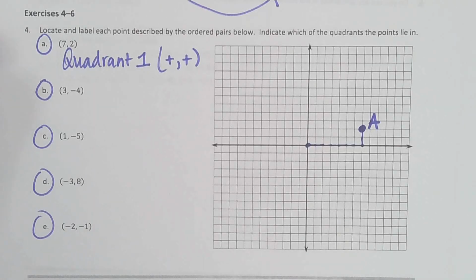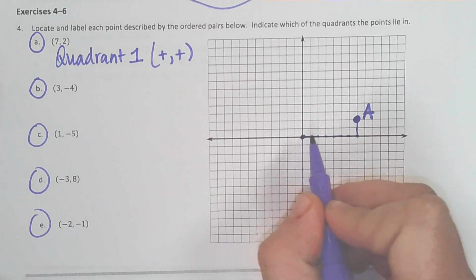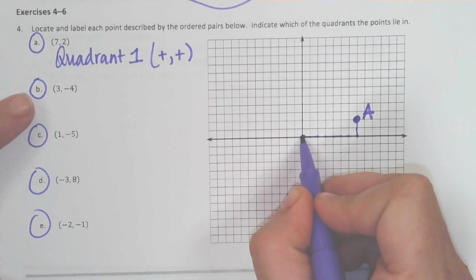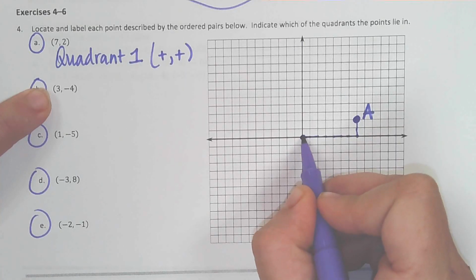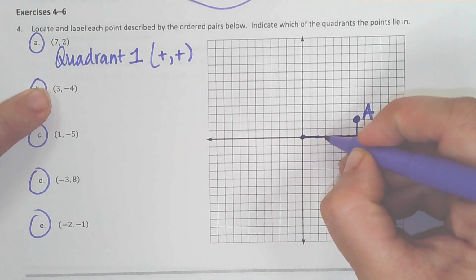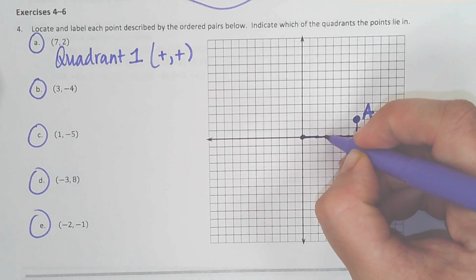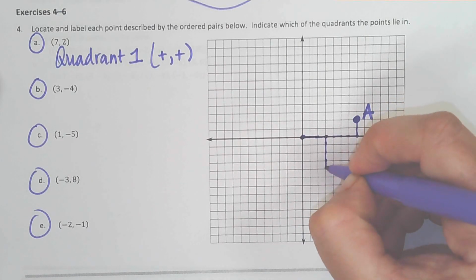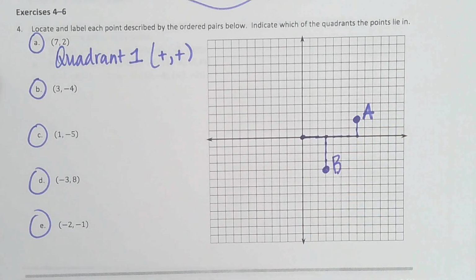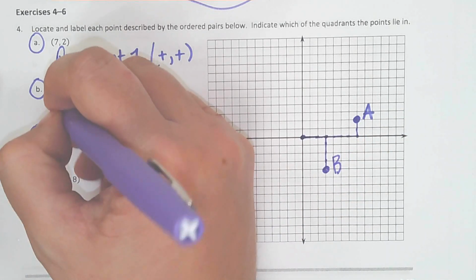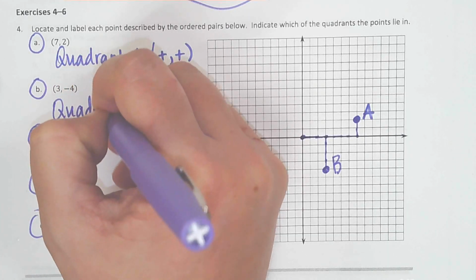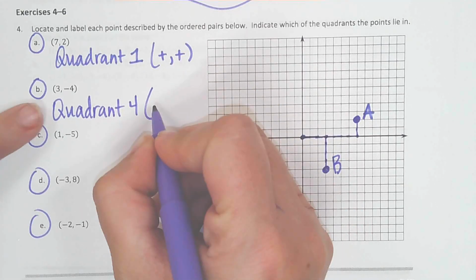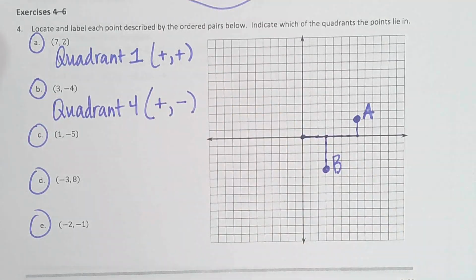All right, B. Where am I running to? The right or the left? I'm going to run to the right because it's positive. How many am I running to the right? 1, 2, 3. And then I'm going to jump or drop? Down. How many? 1, 2, 3, 4. And that's letter B. But what quadrant is it in now? 4. And quadrant 4 is obviously made up of positive and then negative.